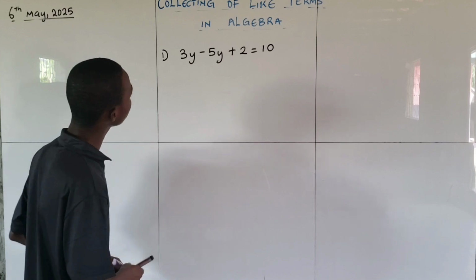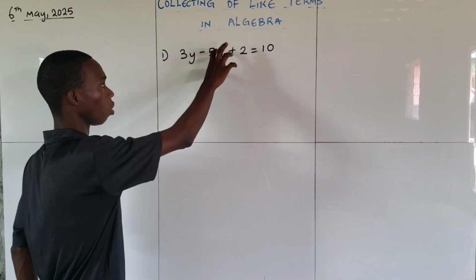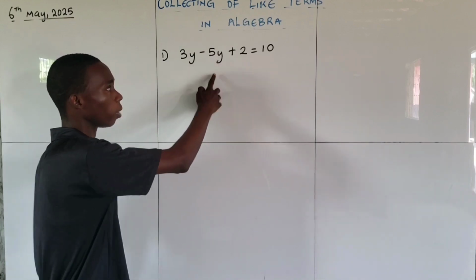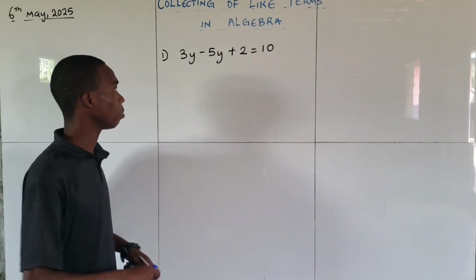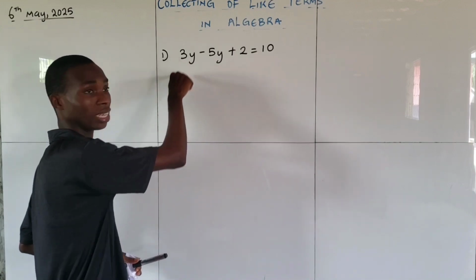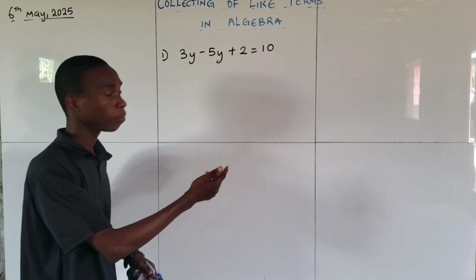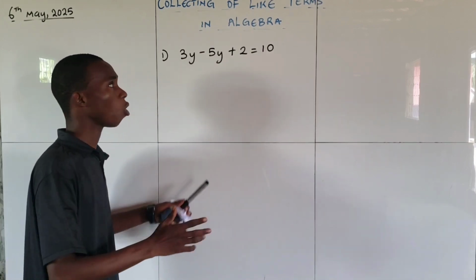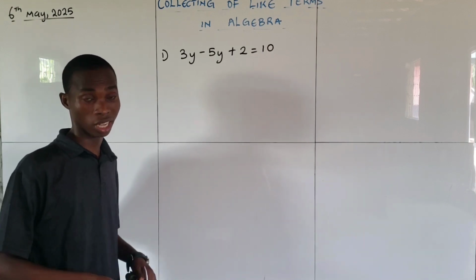Now, since we are seeing a coefficient here, and then also we are seeing a coefficient here, I said when a number is attached to a letter, it is called the coefficient. That means it's the coefficient of that letter. So the coefficient of y here is what? It is 3. The coefficient of y here also is what? It is 5.